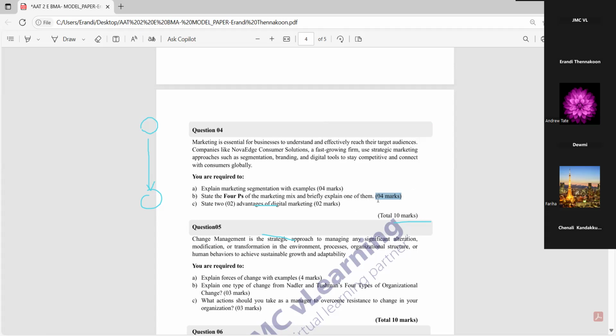When it comes to product, that is what a business offers, goods or services. It includes quality, design, features, branding, and warranty. When it comes to price, it's the amount the customer pays for the product. It involves pricing strategies, discounts, and payment terms. You can write something like that. And then place, how and where the product is made available to customers. It includes the distribution channels. Sorry about my noise.